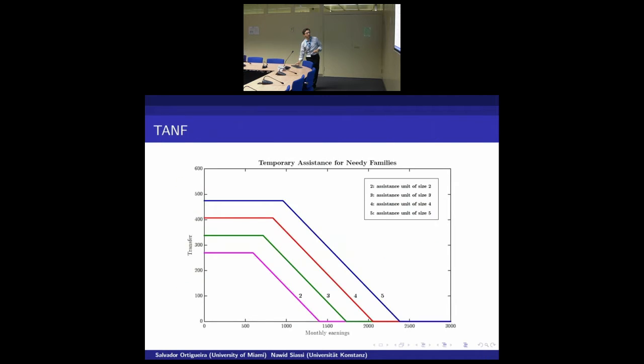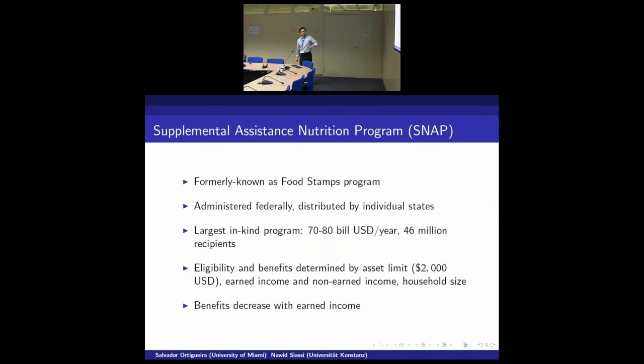And the last program that we are going to assess is the Supplemental Nutrition Assistance Program. It's called the food stamps. This is the largest, spending between 70 and 80 billion US dollars per year. It has 46 million recipients. This is the largest one. It's an in-kind program. And the important thing for us here, because this is something that we are going to evaluate, is that this program has a requirement that you cannot have more than $2,000 in assets. So if your wealth is over $2,000, you do not qualify for this.